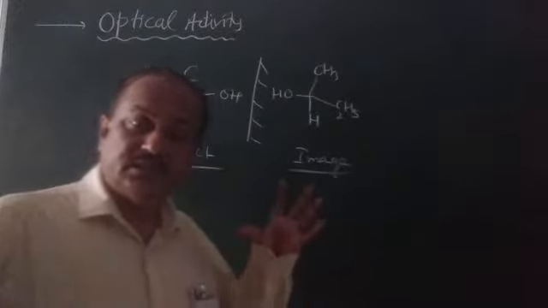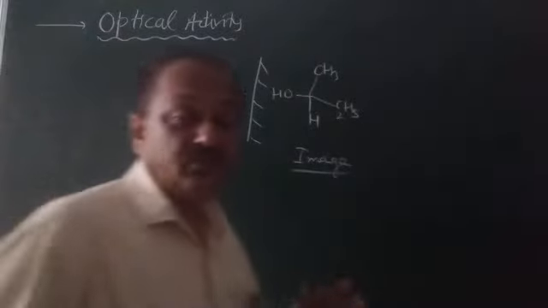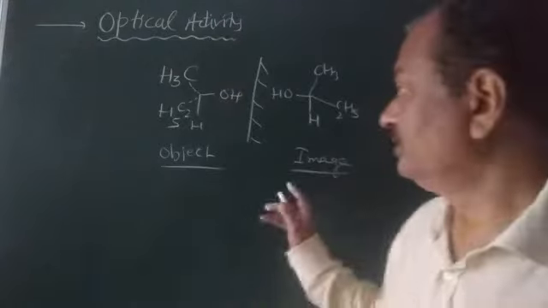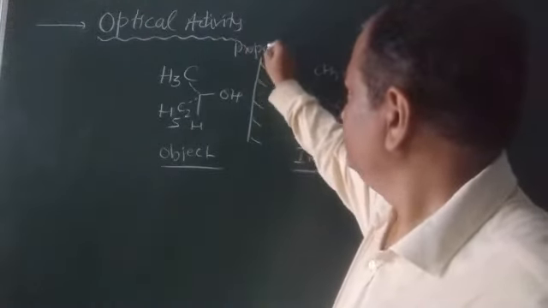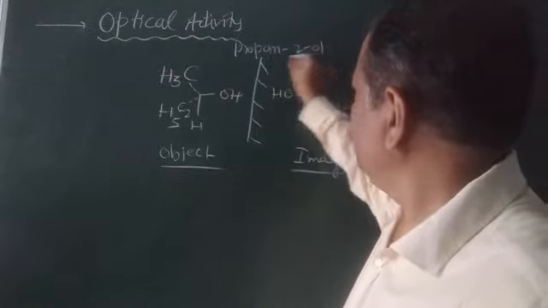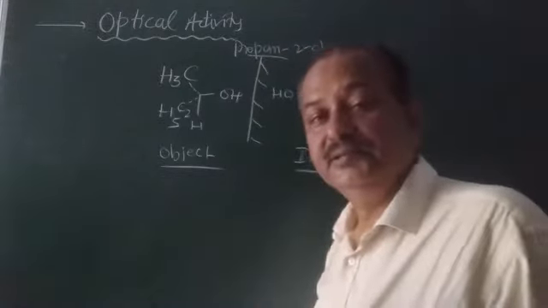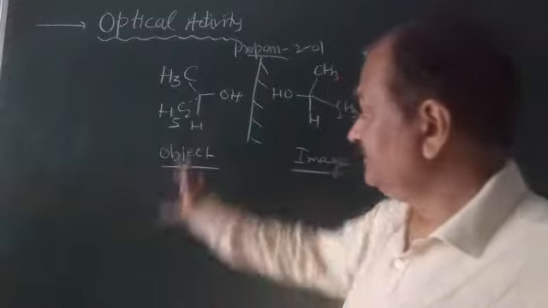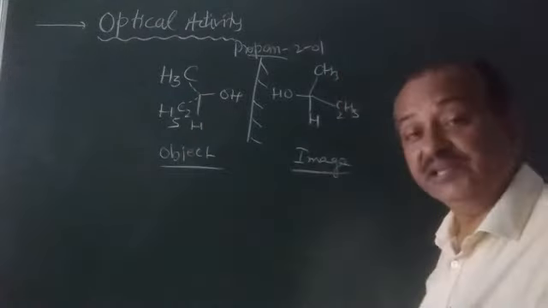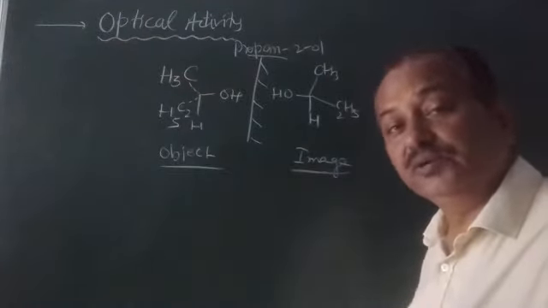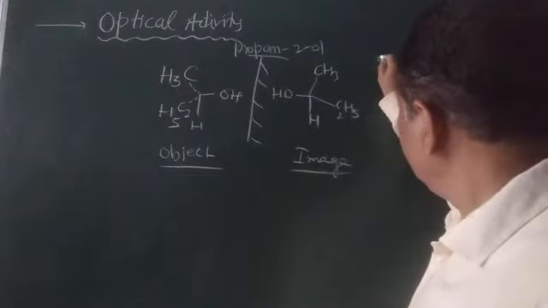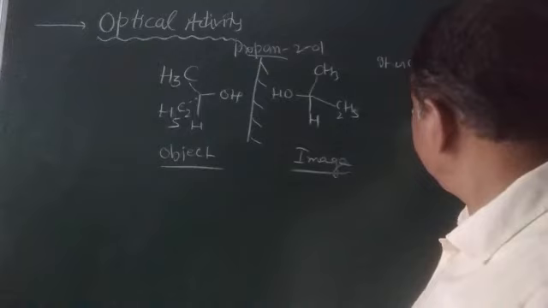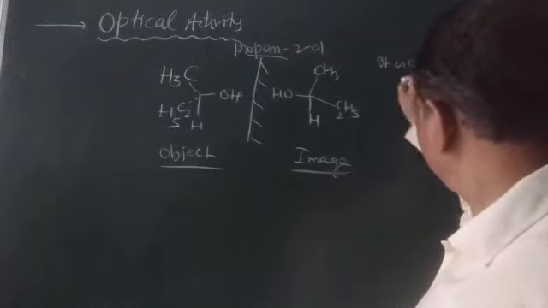Now see some such molecules which are not here. So this is propan-2-ol. So this is the chiral molecule. Here this is the object, here the image, and they cannot be superimposed on each other. So here it will be chiral. It is a chiral molecule.